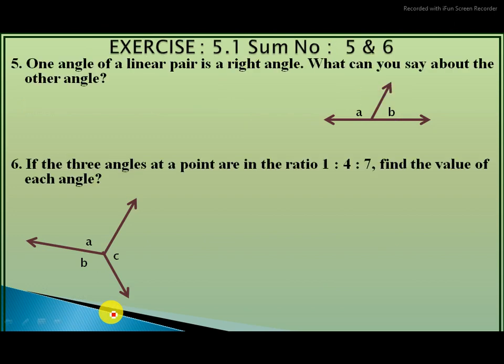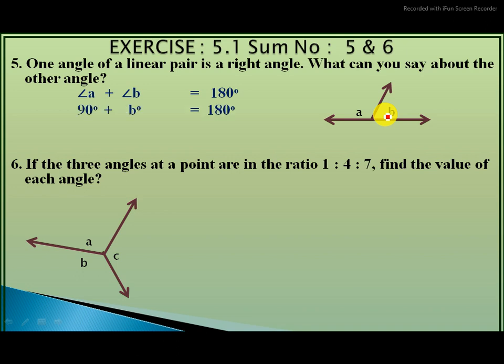Sum number 5 and 6. One angle of a linear pair is given. What can you say about the other angle? So we know that angle A plus angle B, they are on a line. When they are on a line, they measure 180 degrees, or they add up to 180. So angle A plus angle B is 180 degrees.